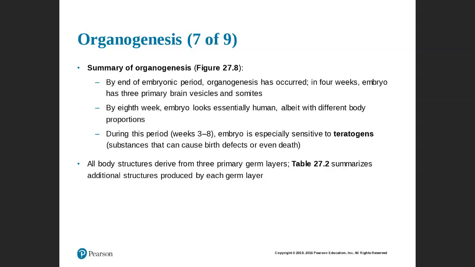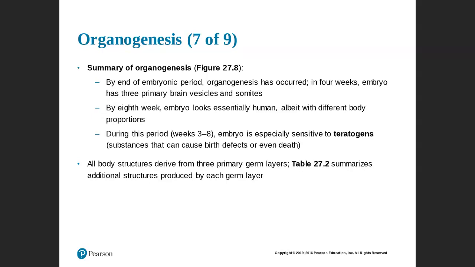So by the end of the embryonic period, organogenesis has occurred. At 4 weeks, the embryo now has 3 primary brain vesicles and the somites. By the end of the 8th week, the embryo looks essentially human. This is at 2 months of age, with different body proportions.